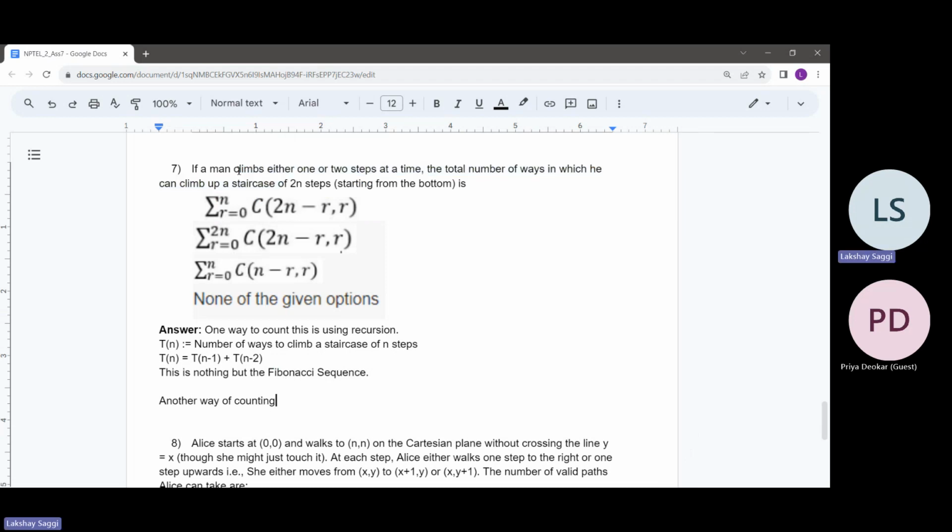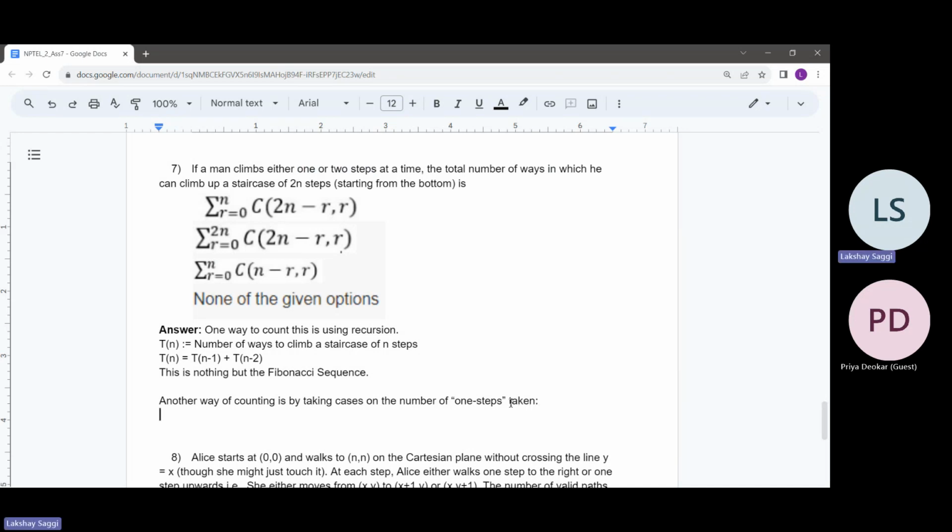So another way, we need to count in how many ways can the man go up 2n steps by using one step or two steps at a time. For this, one way is to count using the Fibonacci sequence. Another way of counting is by taking cases on the number of one steps taken. One step is when the man chooses to take one step instead of two steps at a time.